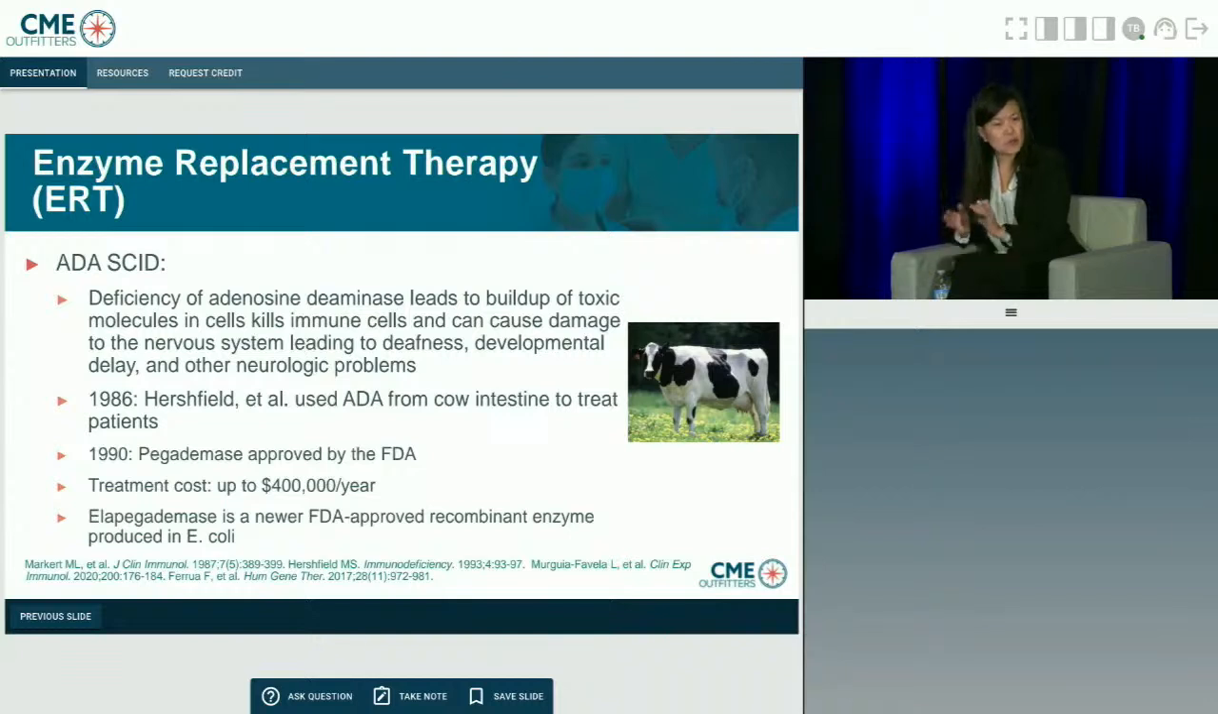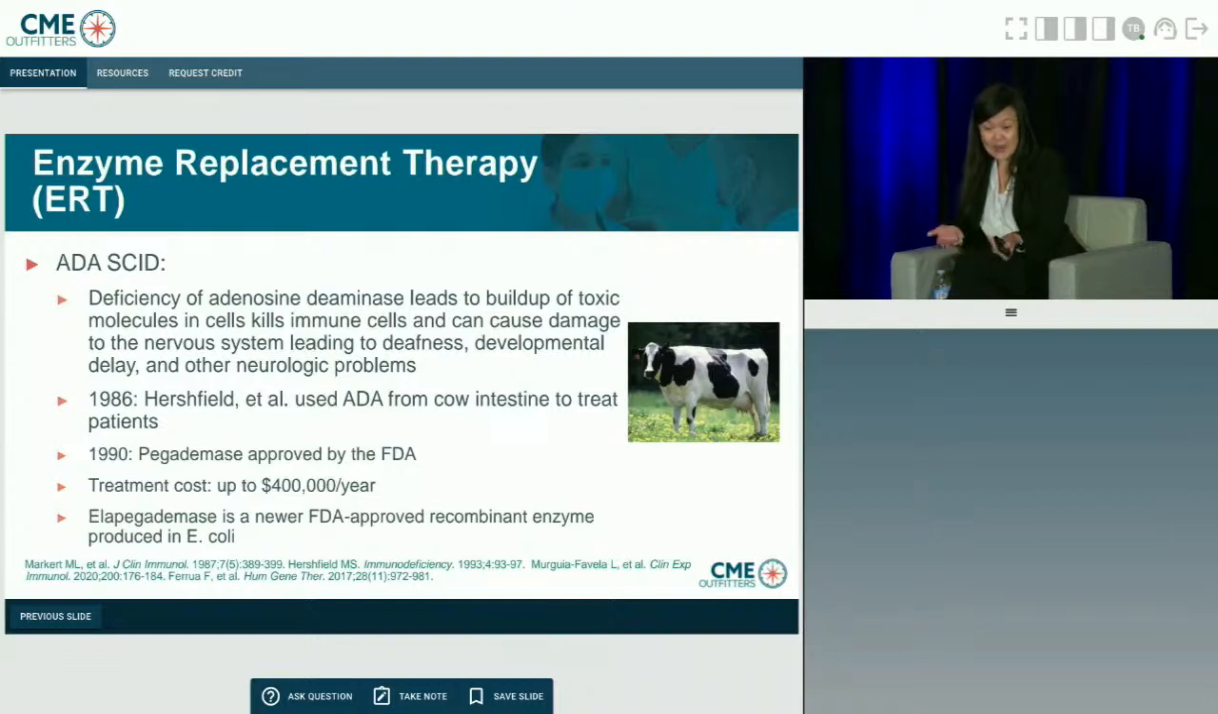They have odd bony problems as well. And so in 1986, this Dr. Hirschfield was like, oh, why don't I give them their enzyme back from a cow intestine? And it worked, which is incredible. And so for years, we were using cows from New Zealand to give patients ADA-SCID. And that cost $400,000 a year, as one would expect if you use cows from New Zealand.